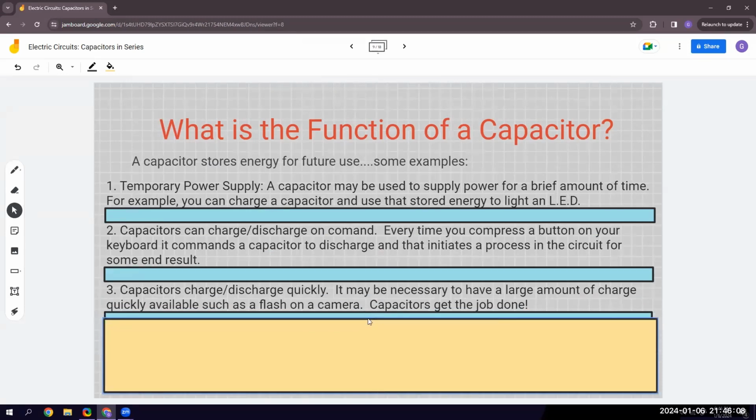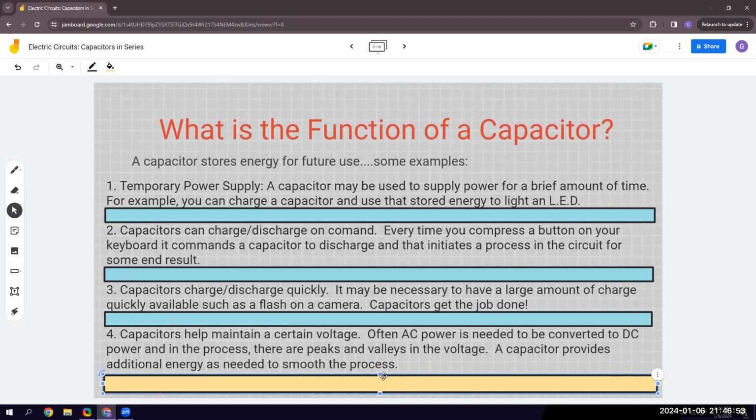Capacitors can charge and discharge quite quickly. It may be necessary to have a large amount of charge quickly available, such as a flash on a camera. Capacitors help maintain a certain voltage.